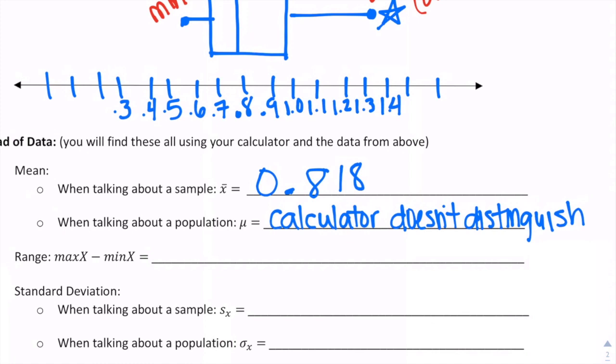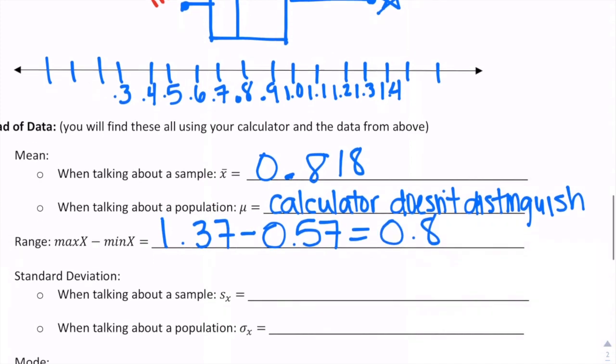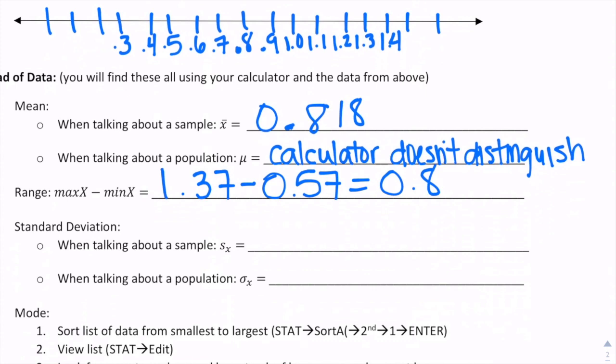Alright, so then our range is our maximum minus our minimum. So in the calculator, we're using the max x minus min x. And so it's going to be 1.37 minus 0.57, and that gives us 0.8 as a range. Our standard deviation when talking about a sample is the Sx, and so that's 0.194. And if we were talking about a population, it's that symbol, which is actually a sigma x, so then that's 0.191.